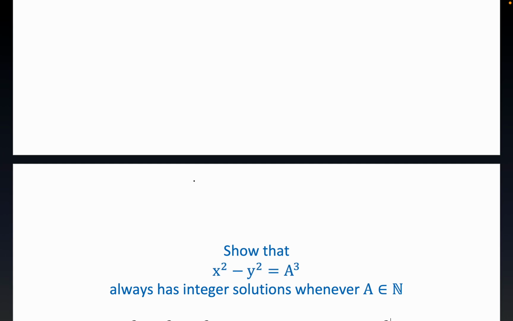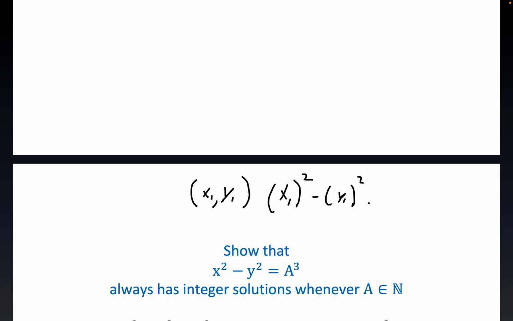Hey everybody, today we're trying to show that for any positive integer a, we can find specific x sub 1, y sub 1, both of them integers, not necessarily positive integers, such that x sub 1 quantity squared minus y sub 1 quantity squared is equal to a cubed. So that's what we mean by a solution. It's just an ordered pair solution.